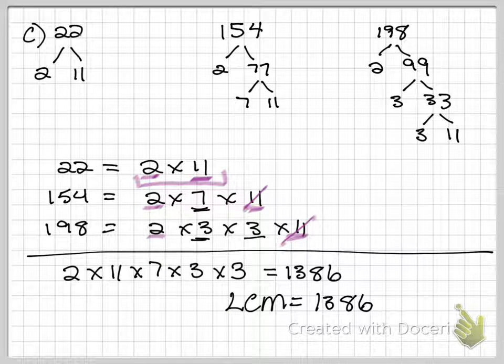1,386. So if we just did it the other route, where we were listing all the multiples of 22, all the multiples of 154, and all the multiples of 198, that would actually take you a really long time. But with this method, it becomes a little bit more efficient.